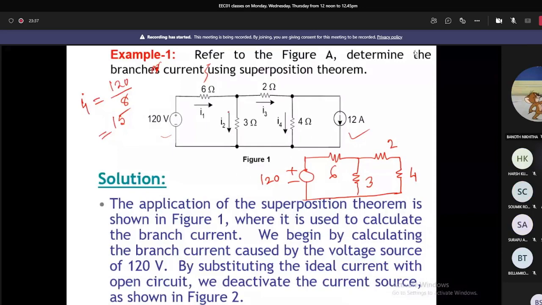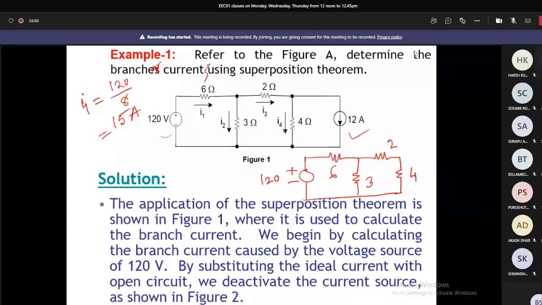I2 is what? It will be shared by these two branches. So I2 will be 6 by 9, that is 2/3 into 15, which is 10 ampere. I3 and I4 are both the same, right? So I3 equals I4 equals 5 ampere. Done. This is for the one source, 120 volt, taken at a time.